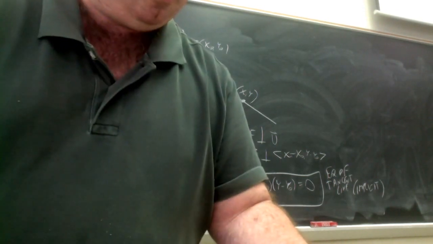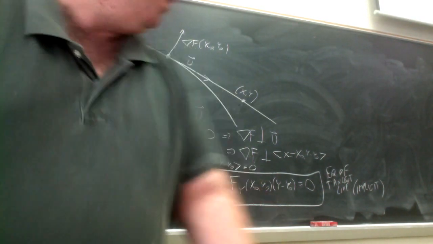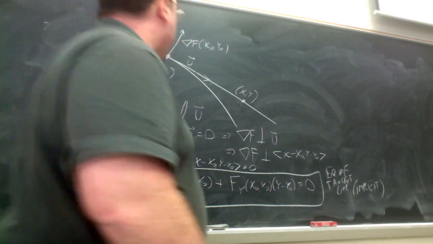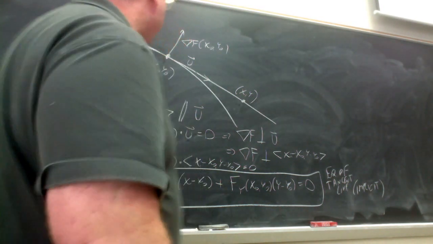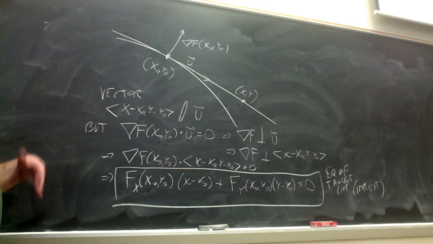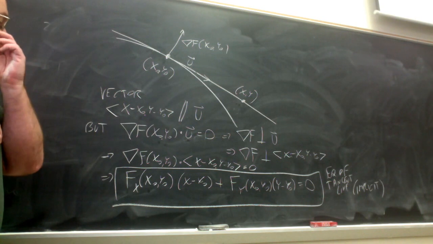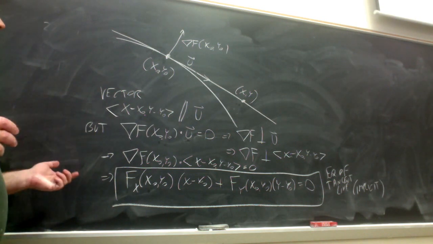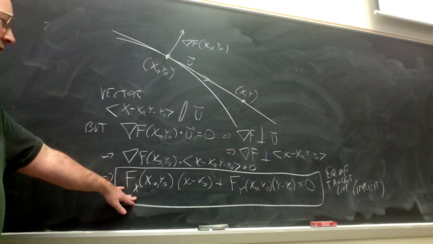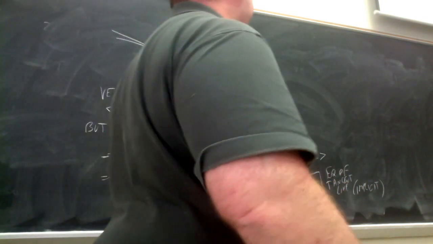Okay. All right. So what we have here is, when we have a curve like this described implicitly, in other words, described as the level curve of some function, big F of x, y equals 0, then this is the equation of our tangent line.